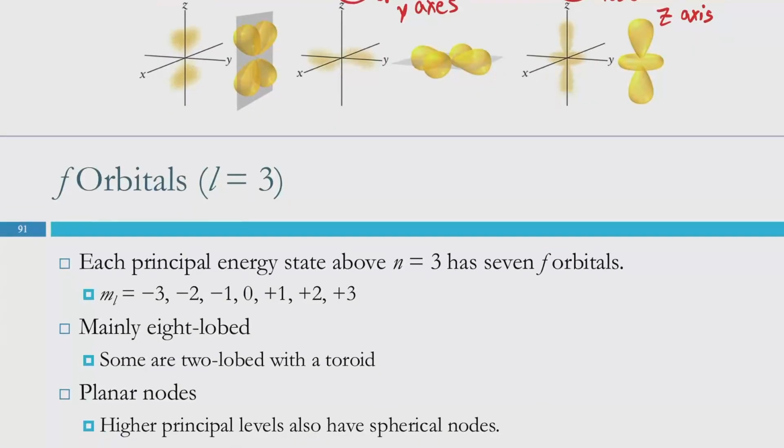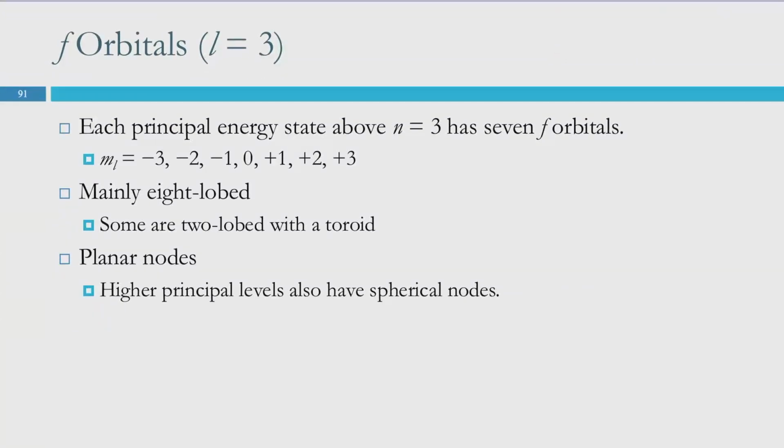Okay, and now we've got the scariest, but the last ones. Again, no more after the f orbitals. The f orbitals are our highest number. We start to see these in n equals 4 because l equals 3. So n has to be 4 or higher since our l values go up to n minus 1.